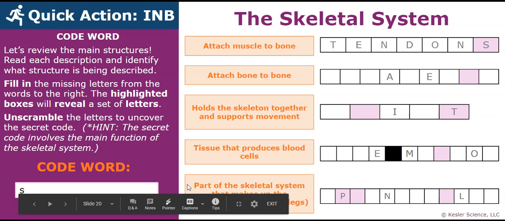The second thing that you'll do is take all of those purple shaded letters and type them into the code word box. And then once you've got that typed in, there's a big hint over here to help you unscramble the letters. And it says the secret code involves the main function of the skeletal system. So you're going to look at the letters that you end up with down here, all scrambled up, and you're going to see if you can find how to unscramble it to make it mean something to do with the main function of the skeletal system.